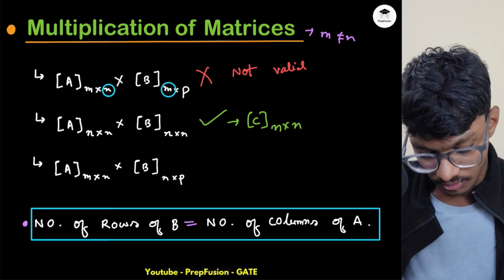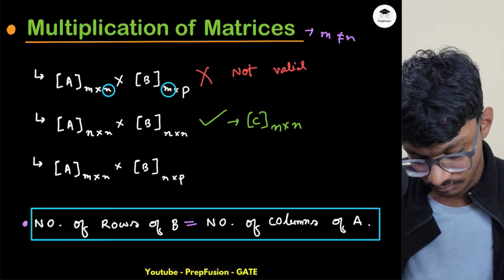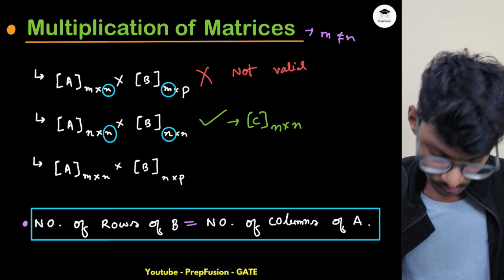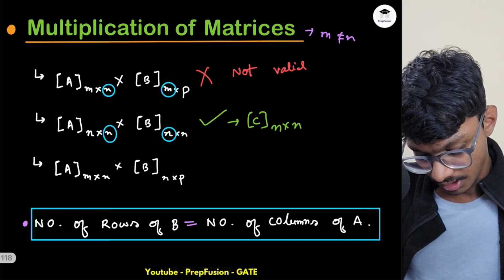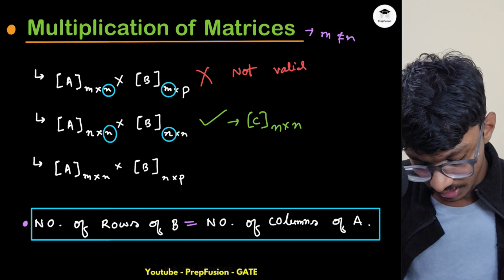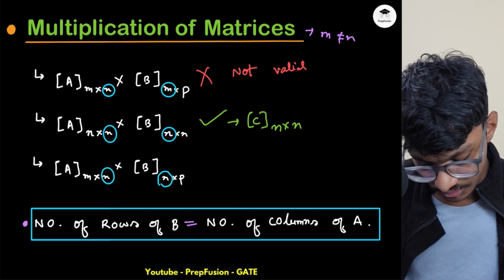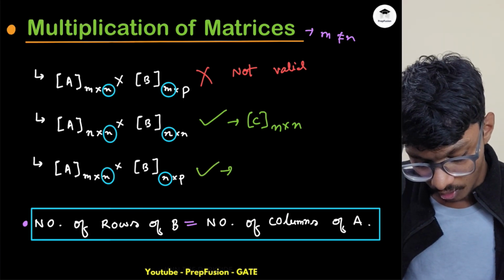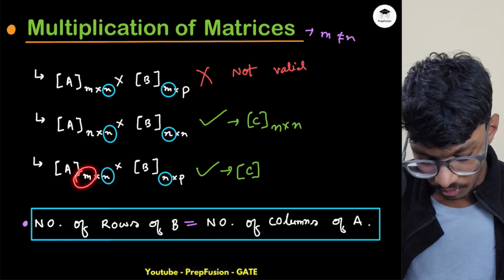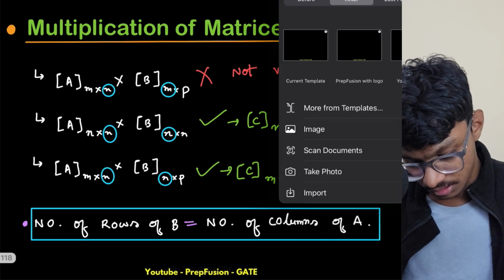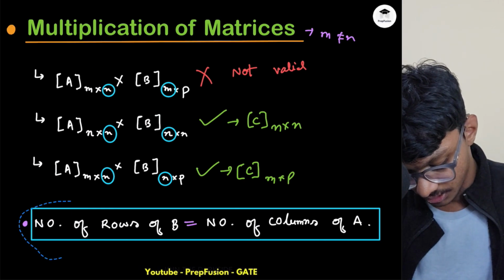We'll understand the resultant order. So here what do I see? N and N, and then here A and B, is this valid? Here what do you see? Are these two equal? You just check the inner sizes, they are equal, N equals N. So again, this is valid. And what will be the order of the resultant matrix? It will be the outer orders, M cross P. So I should write this for a valid operation.